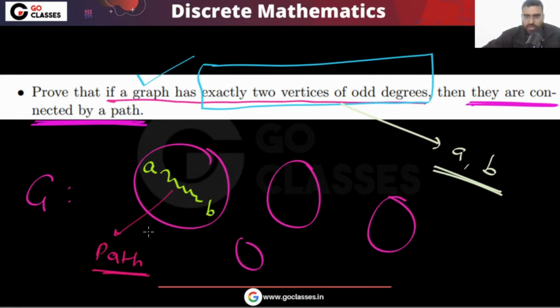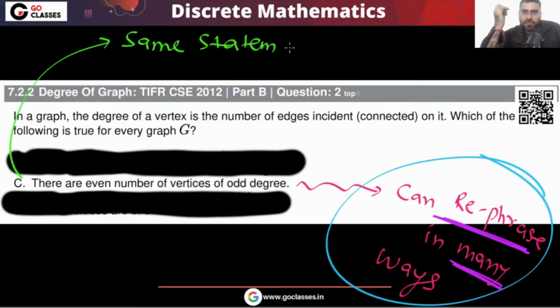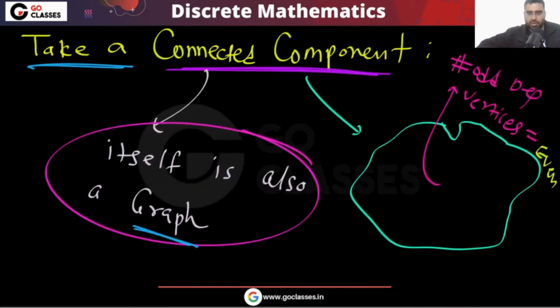That's it. Did you notice the same statement you can rephrase in many ways? In the GATE exam, they can ask this same statement in many ways. This is the beauty of the GATE exam, right? Remember, this same statement can be asked in several ways. So tell me a simple thing, will you be able to solve it in several ways? Some of those I already told you.